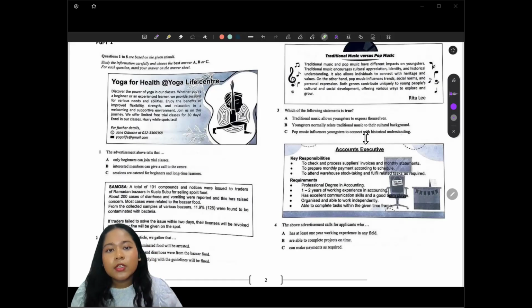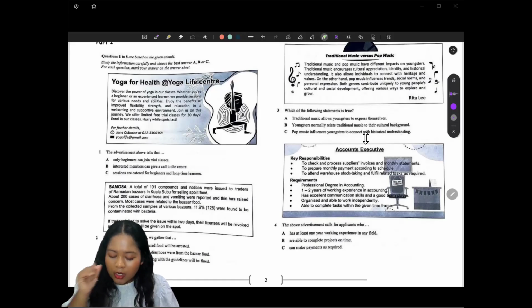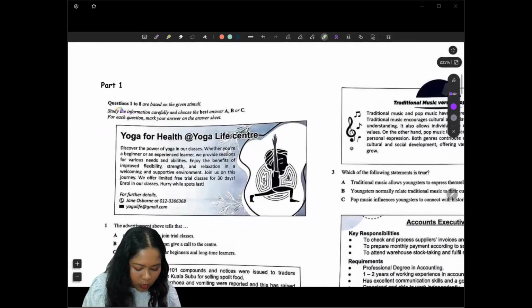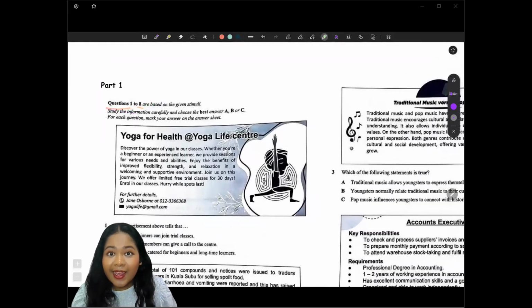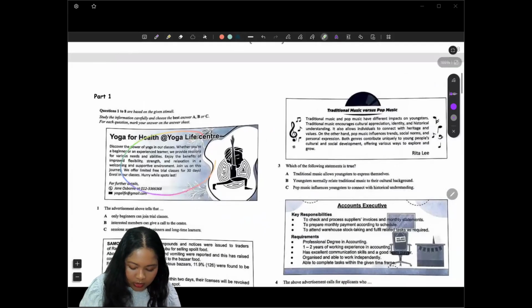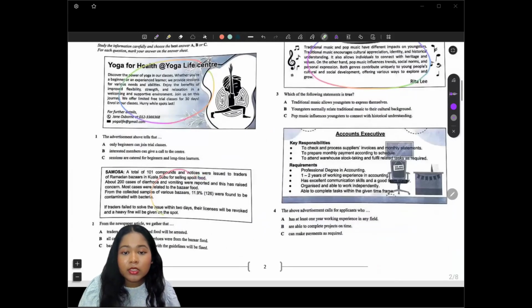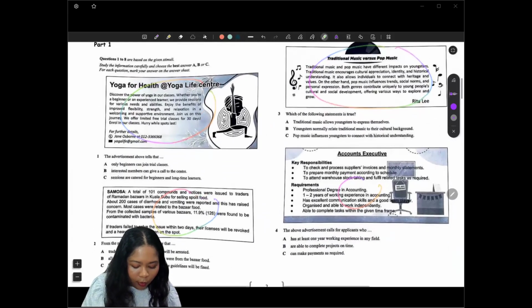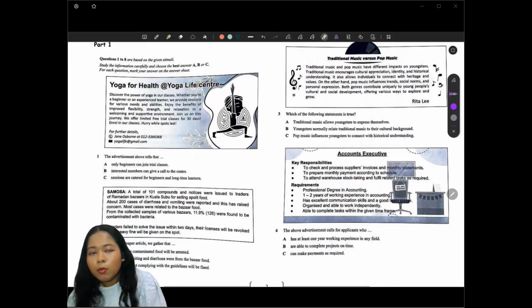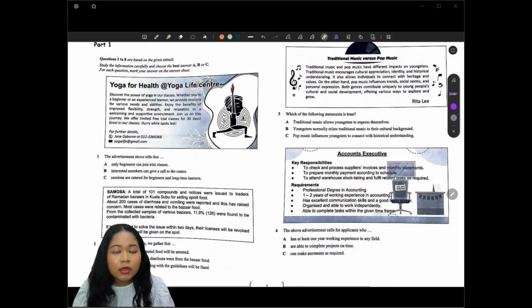The first one is part number one. For part number one, you are going to answer question one until question eight, based on the given stimuli. This is the stimulus that will be given to you. For each of the stimuli, you have to go through them carefully, but not take too much time reading them. Just skim and scan, and that's it.